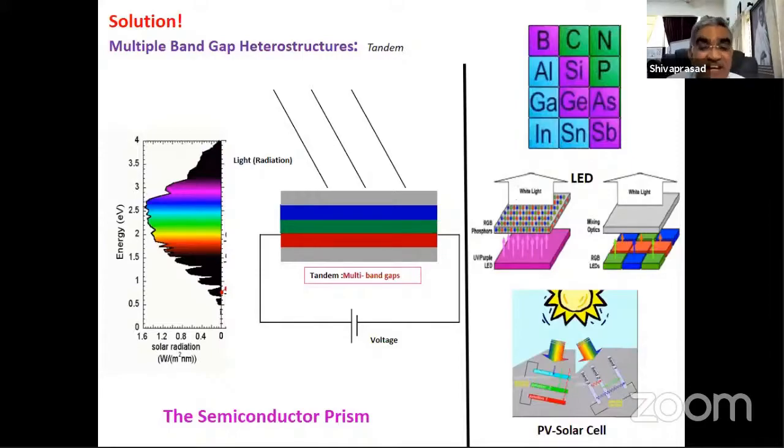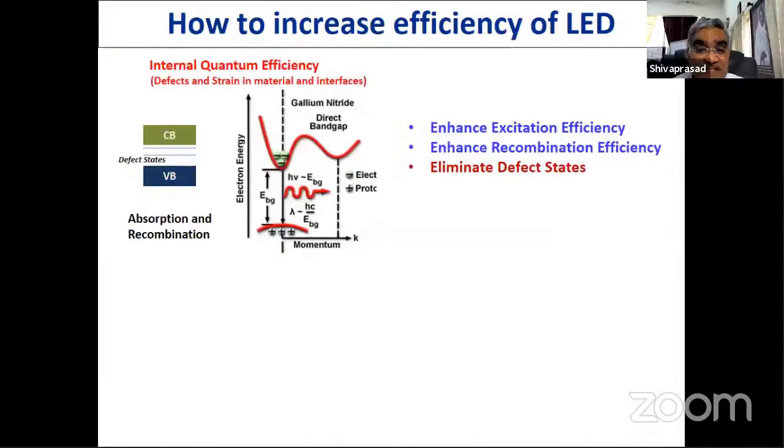Right now, it is very, very expensive, but still people are able to use multiple band gap structures and make 57% efficient solar cells. So this is how you can make very efficient LEDs and solar cells. Right. So now I'll go to something else.